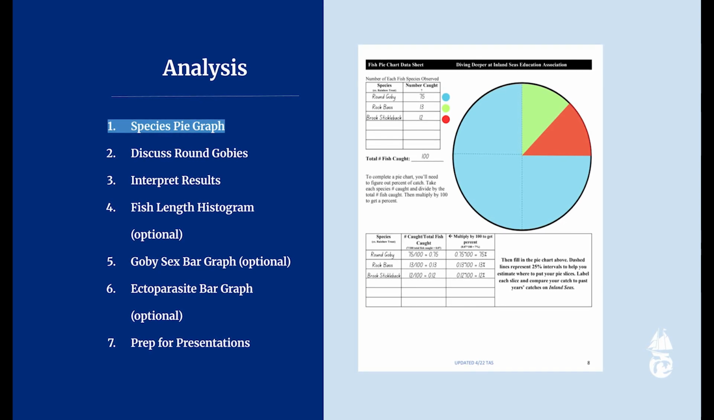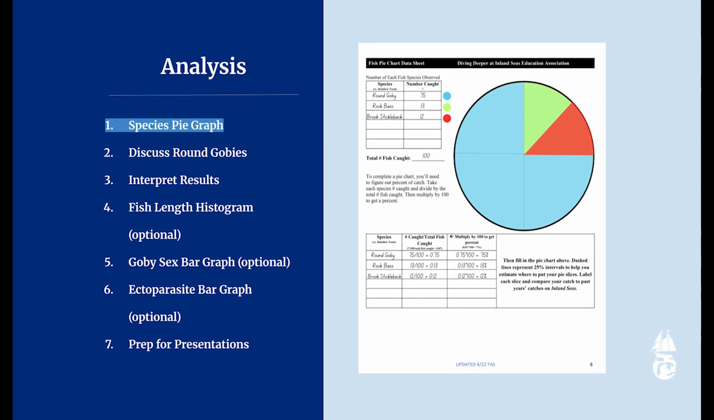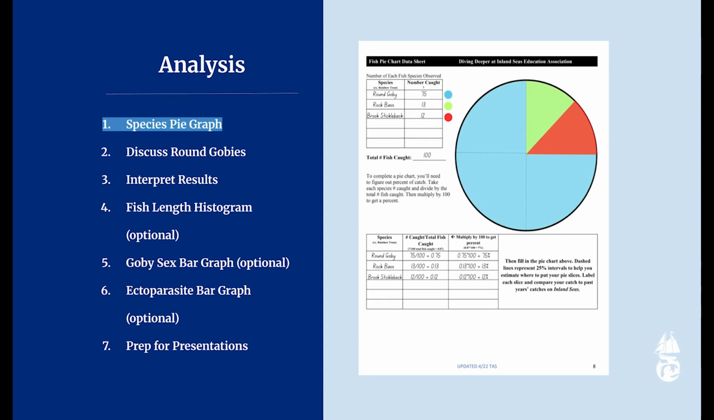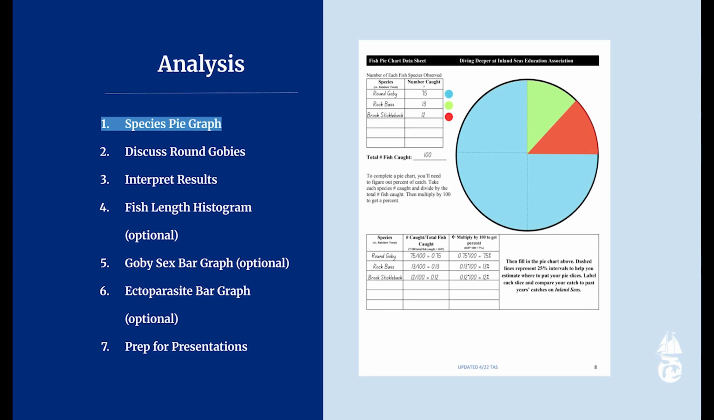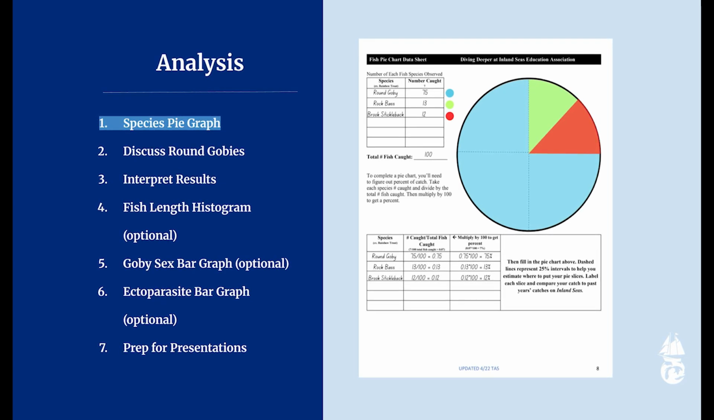In the student worksheet, there are pages for the students to make graphs of all of their results. Page 8 of the student worksheet gives them the space to work through the process of creating a pie graph that depicts the species composition of their catch. This graph is the most important piece of data analysis for them to complete, as it answers the main research question of, compared to native species, how common are round gobies in Suttons Bay?